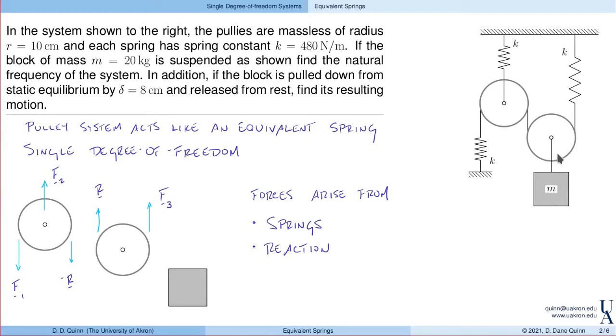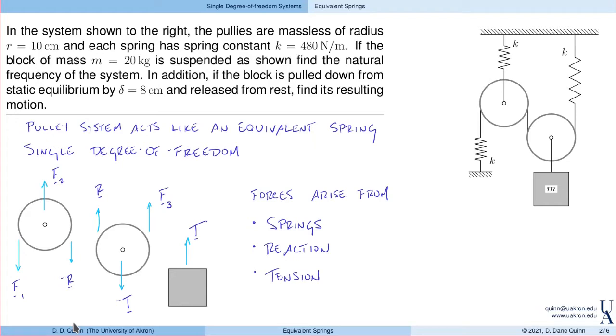Finally, I've got forces that arise from the cable connecting the center of the pulley to the block. And we'll call that the tension. So here, that tension is going to act on the block, and also on the center of this pulley. We'll label that as T and minus T. Once again, these are internal forces, so they have to balance out.